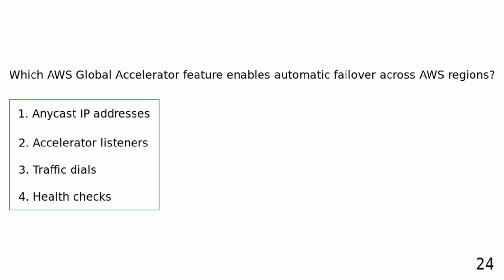Which AWS Global Accelerator feature enables automatic failover across AWS regions? Anycast IP addresses. Accelerator listeners. Traffic dials. Health checks.